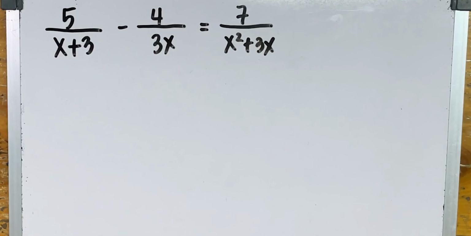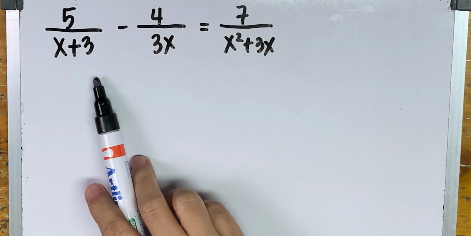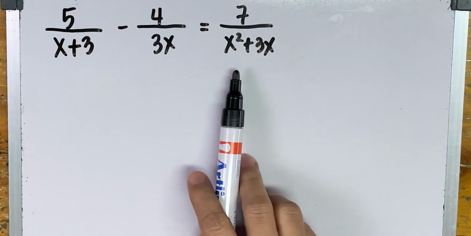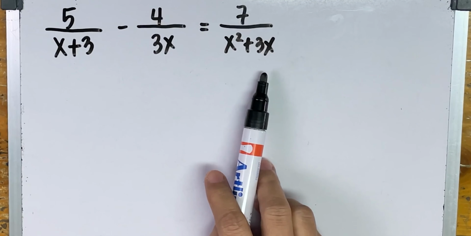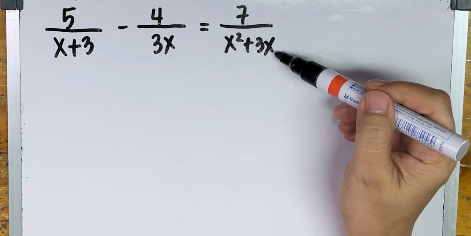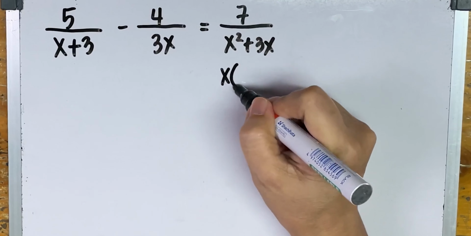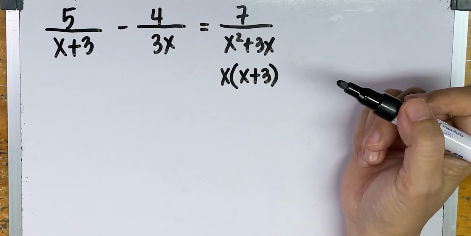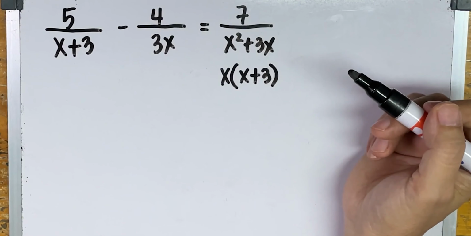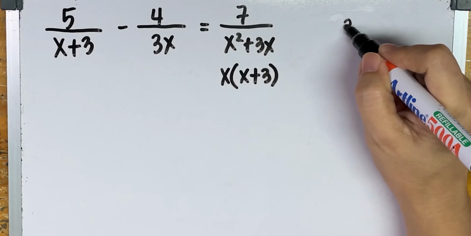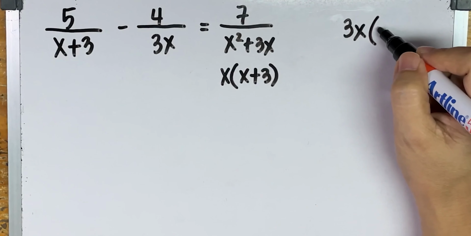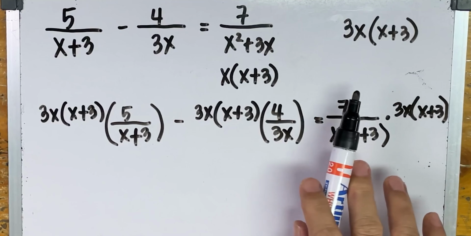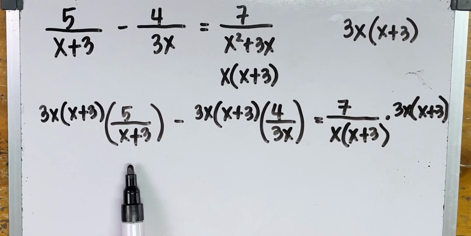For our last example, we have 5 over (x + 3) minus 4 over 3x equal to 7 over (x² + 3x). Notice the denominator here. Our factors are x and x plus 3. Then we have to get our LCD in order for us to eliminate the denominator. Our LCD here will be 3x times (x + 3). So we multiply each of the terms by our LCD, and then let's simplify.